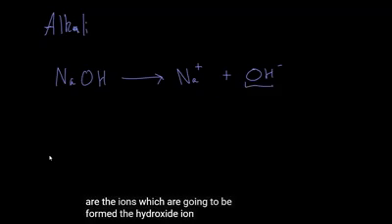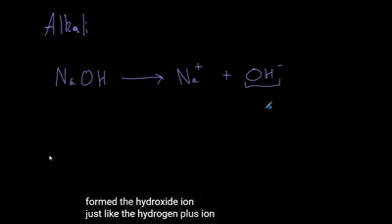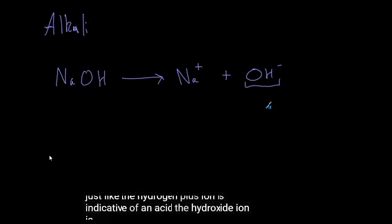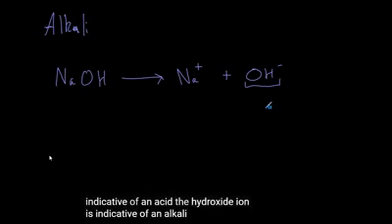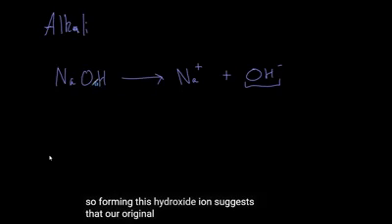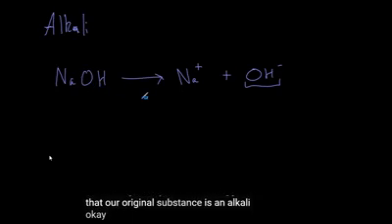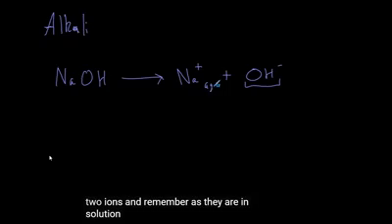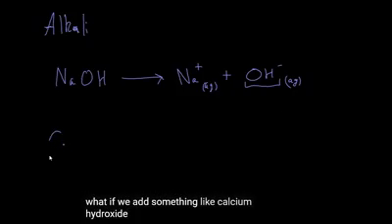The hydrogen plus ion is indicative of an acid. The hydroxide ion is indicative of an alkali. So forming this hydroxide ion suggests that our original substance is an alkali. Okay? And so we have actually formed our 2 ions, and remember, as they are in solution, we write aqueous, like so.